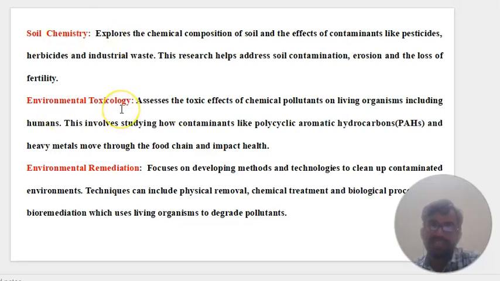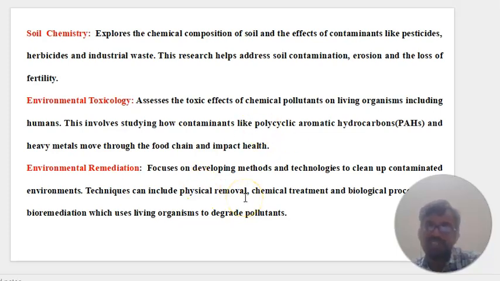The next one is environmental toxicology. The word toxicology itself refers to the many effects on living organisms, including humans. It involves studying how contaminants like polycyclic aromatic hydrocarbons and heavy metals move through food chains and their impact on health.